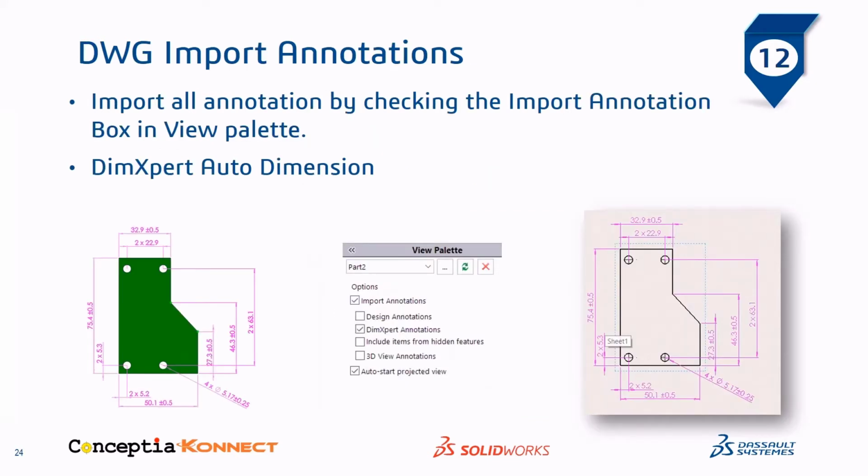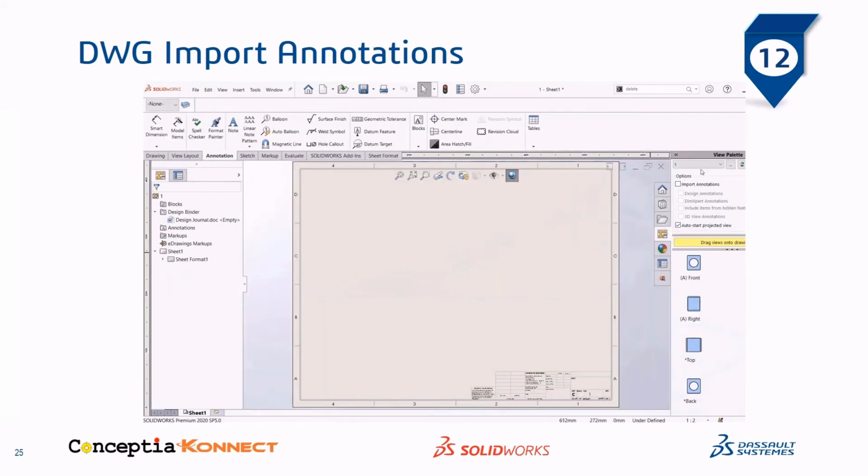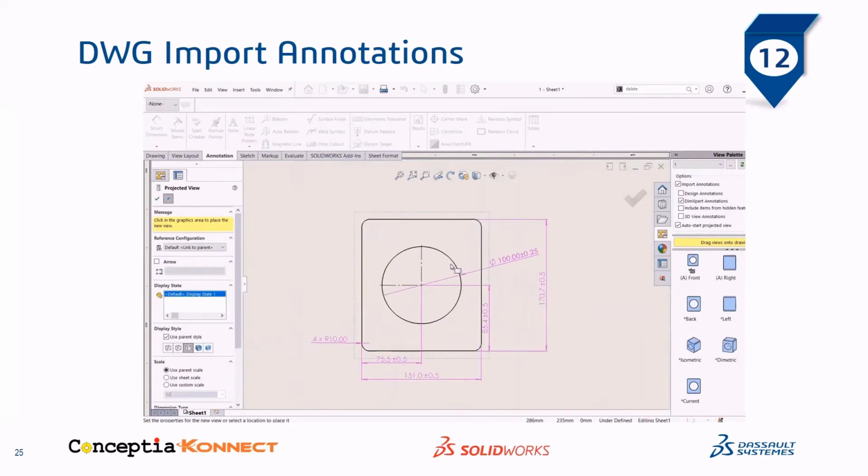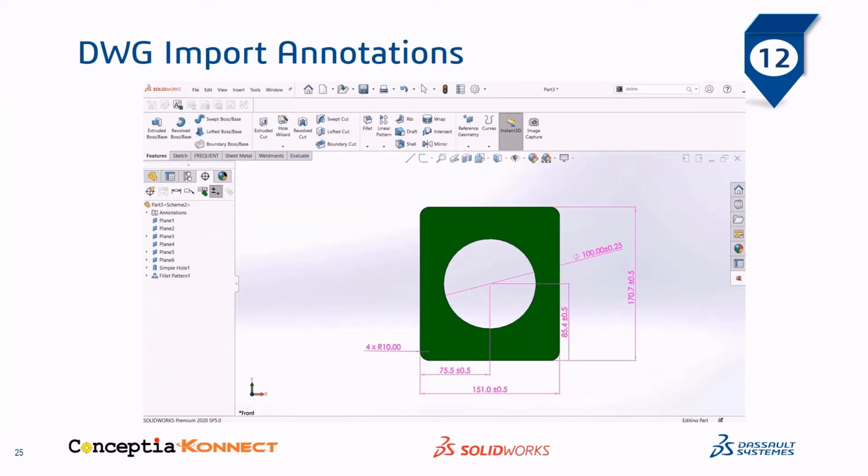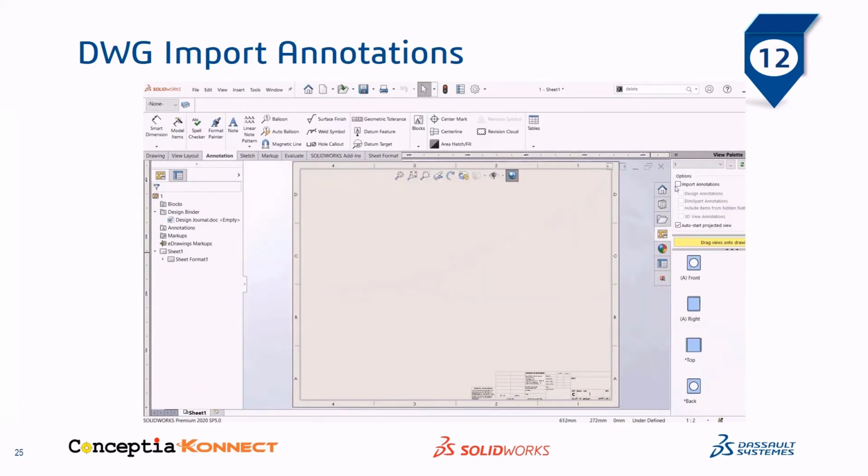Number 12. Drawing Import Annotations. We have already seen how to auto-dimension the model using DimXpert Manager. Now you can import those dimensions directly into your SOLIDWORKS drawing to avoid working with smart dimensions, which is done by selecting Import DimXpert Annotations in the view palette. So this is the model. Select DimXpert Annotations under Import Annotation in your view palette. When you drag your front view or any other view, it will add your manufacturing dimension information into the drawing.